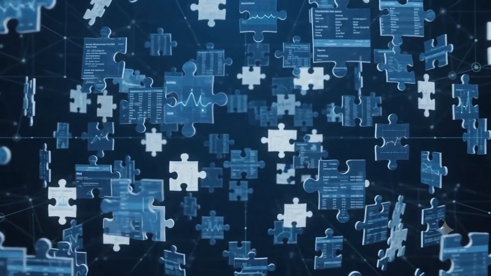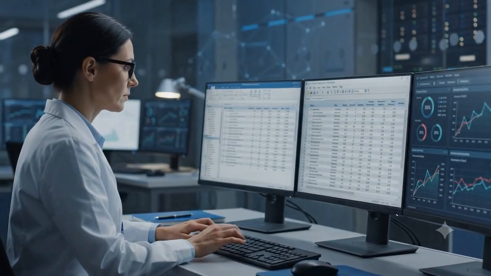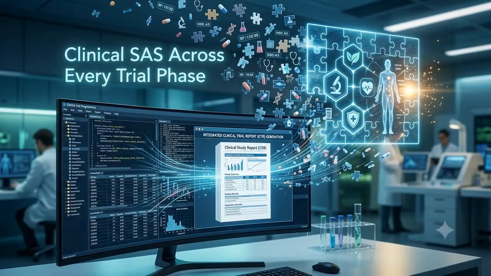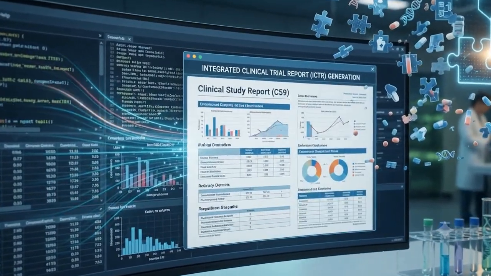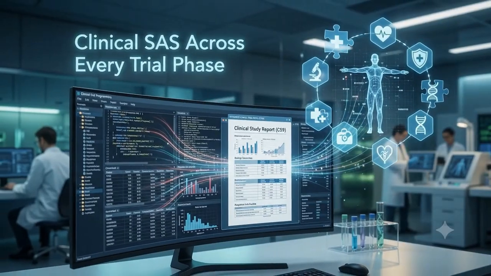Clinical SAS plays a critical role in clinical research by helping professionals manage, analyze, and report clinical trial data. It enables statistical programmers and data analysts to turn data into reliable evidence required for regulatory drug approval.